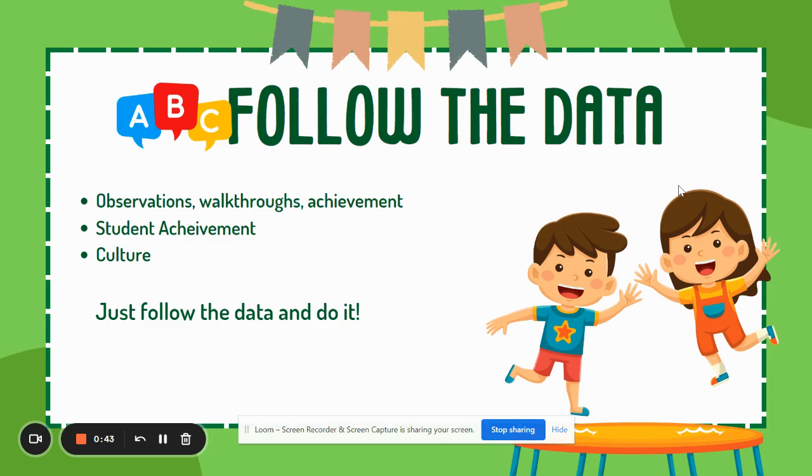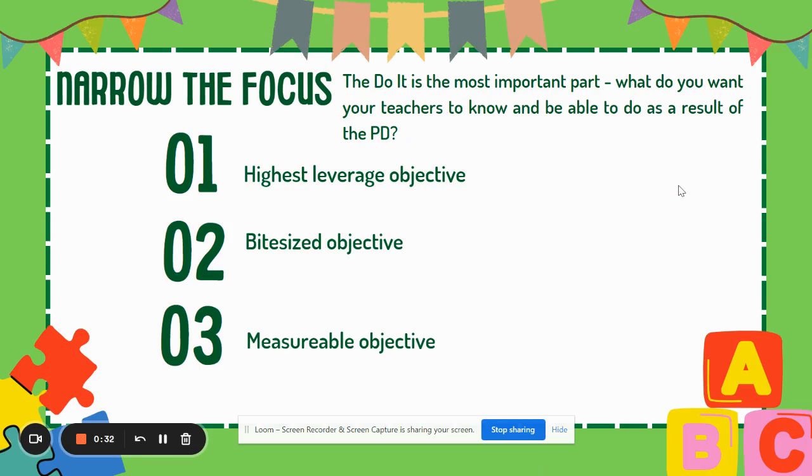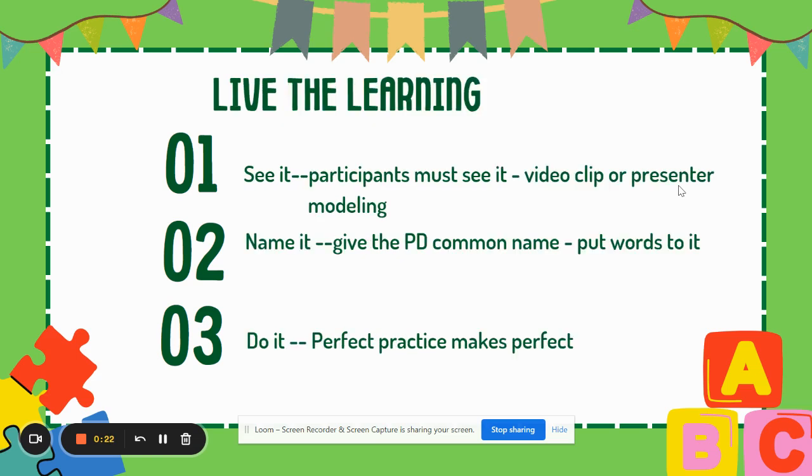But we want to follow the data. So if we get data from observations, walkthroughs, student achievement, school needs, culture surveys, we can follow the data and implement the process from there. We would want to narrow our focus and have the highest leverage objective be what we follow. We would want those objectives to be bite-sized or small enough to handle, and so they would be measurable.